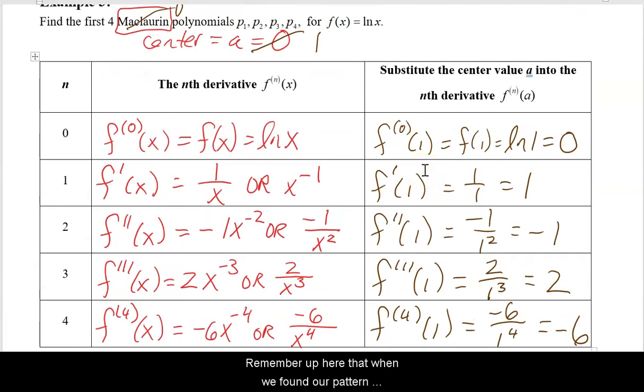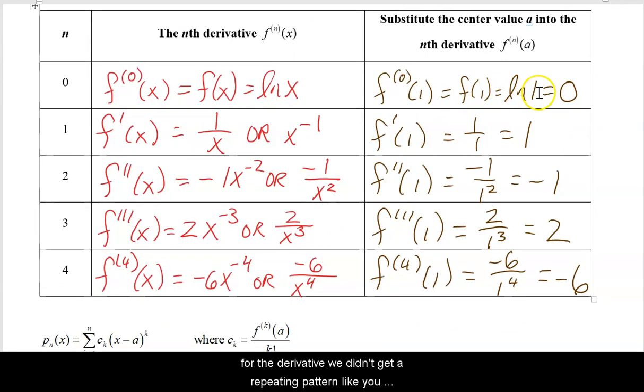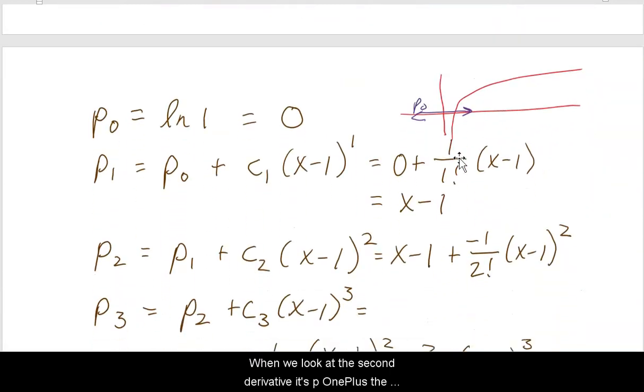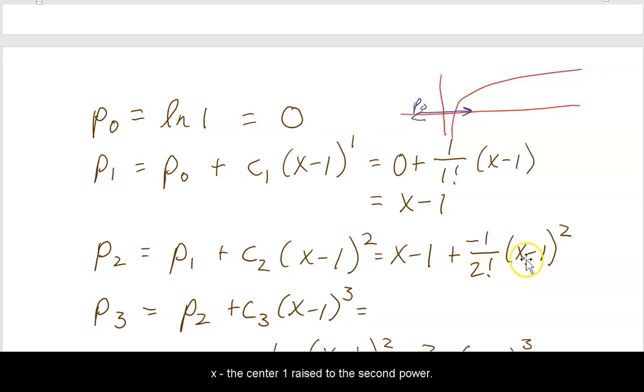Remember up here that when we found our pattern for the derivatives, we didn't get a repeating pattern like you do with sine and cosine. Instead, you have 0, then 1. So the numerator coefficient will be 1. For the second derivative, we'll have a negative 1. When we look at the second derivative, it's P1 plus the quadratic term. The numerator is negative 1 divided by 2 factorial times x minus the center 1 raised to the second power.